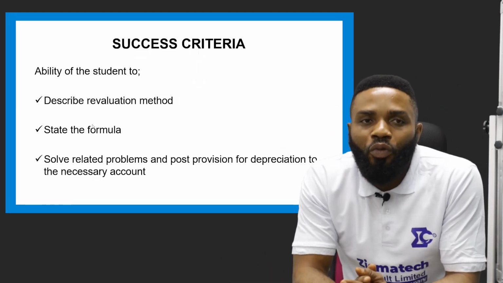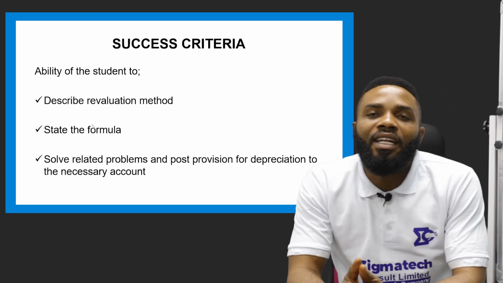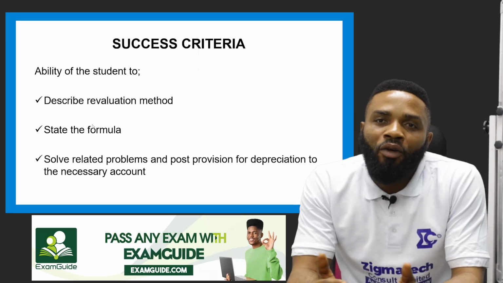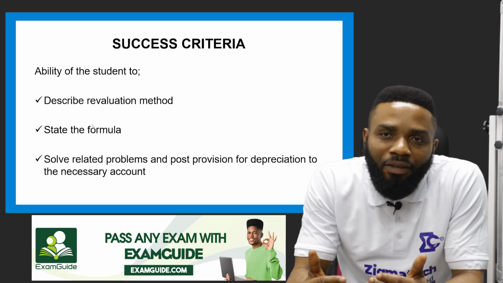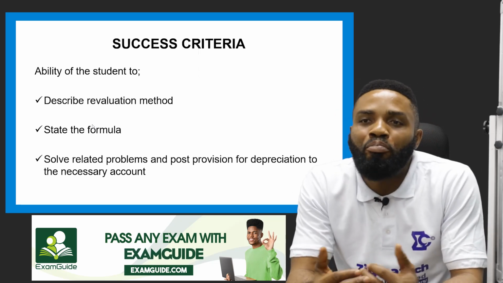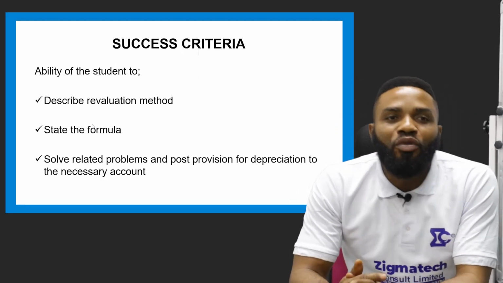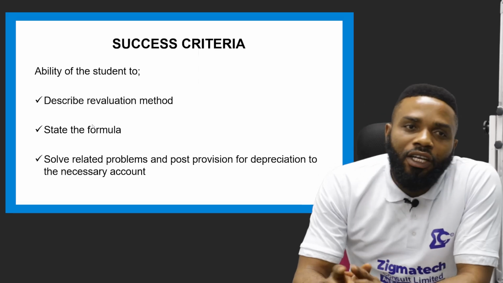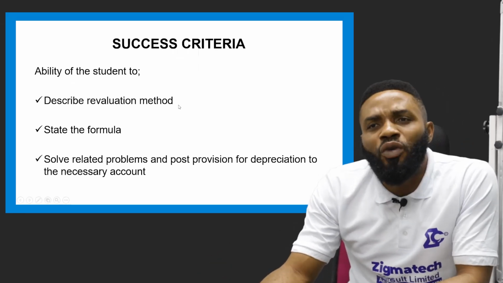Then at the end of the lesson, there's what we call success criteria. What we can use to measure our level of success. Number one, if at the end of the lesson we have been able to describe revaluation method, we've been able to state the formula, and we've been able to solve related problems and post provision for depreciation to the necessary account, then we can say we have achieved the objective of the lesson. Now let's look at it.